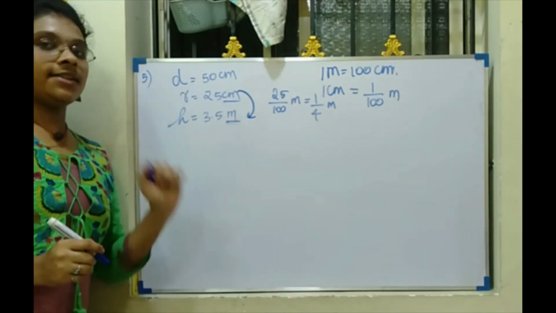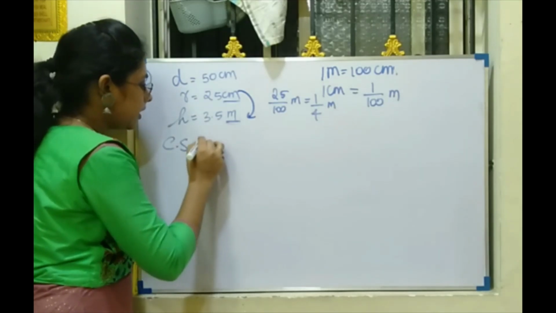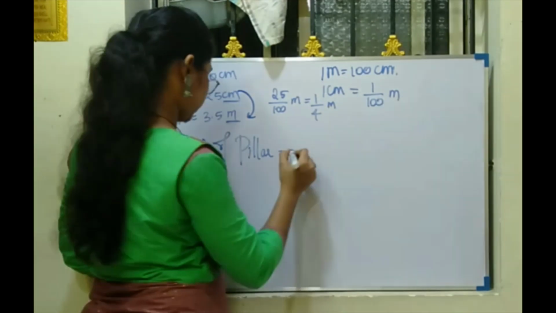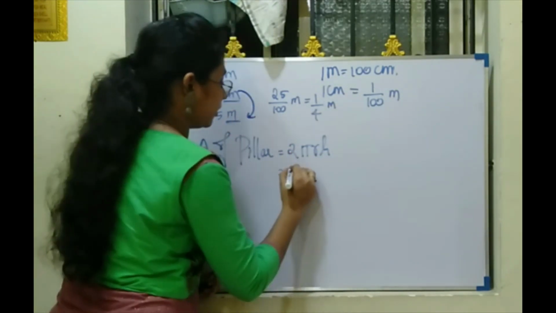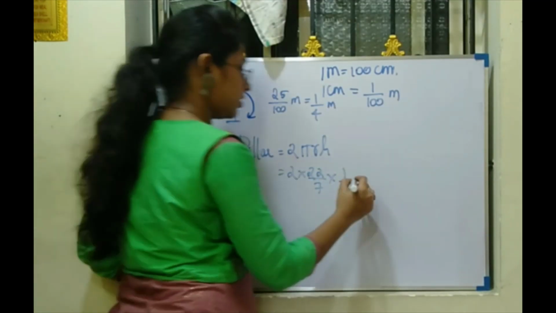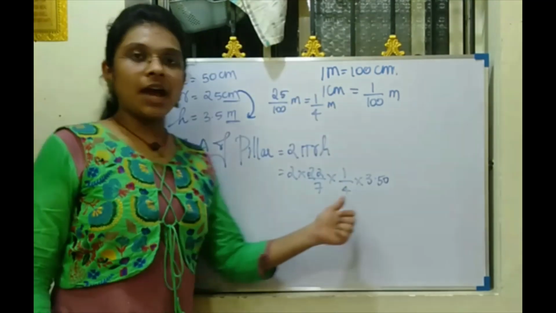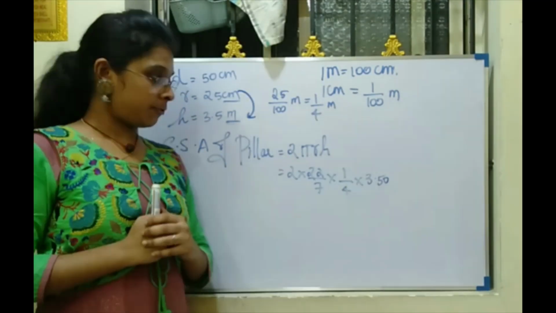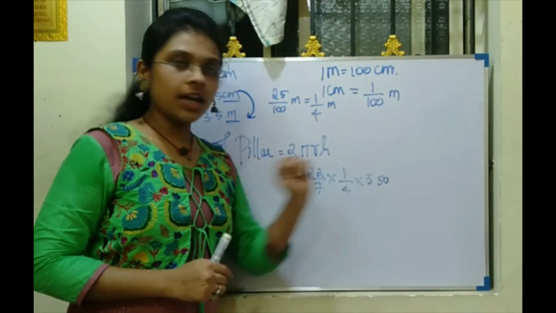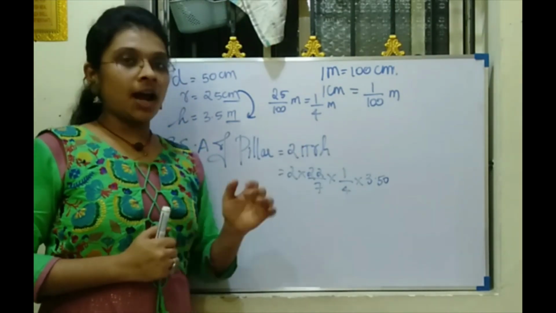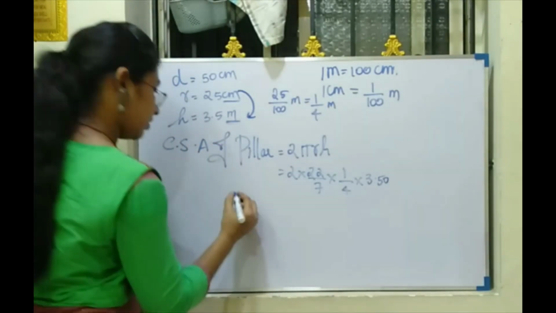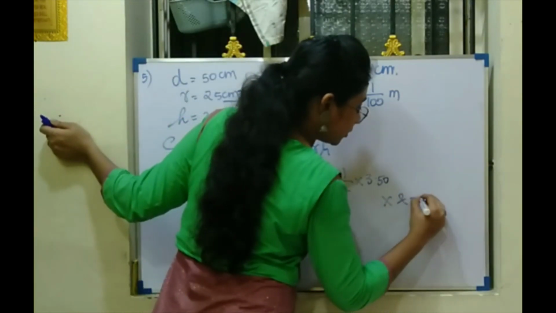Now we know the value of radius and height. Now what is the formula for CSA of cylinder? CSA of pillar is equal to 2 pi RH. And here 2 into 22 by 7 into R which is 1 by 4 and H is 3.5. Here we have a decimal point. The number is in decimal form. How to remove the decimal? For removing the decimal, I have to multiply this by 100. If I am multiplying by 100, I have to divide it by 100. That means multiply and divide by 100.